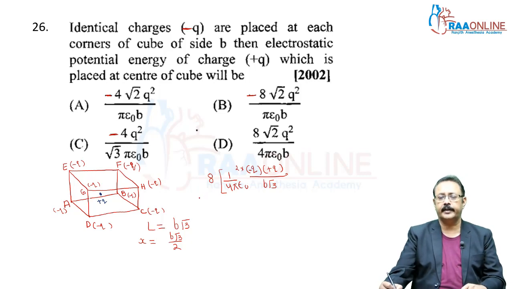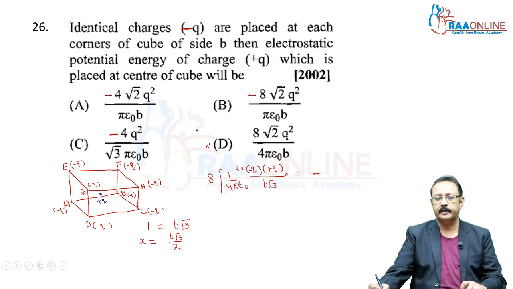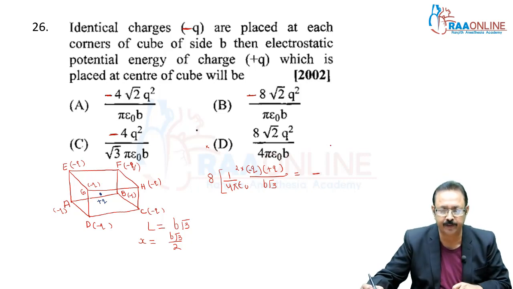So what are we getting? We are getting a minus sign. It means the option cannot be correct. The option cannot be correct. Energy should be negative.